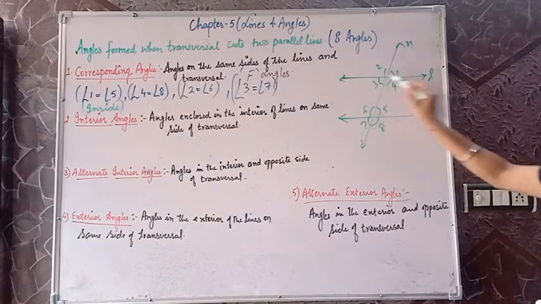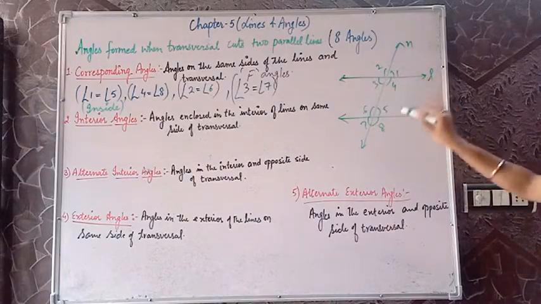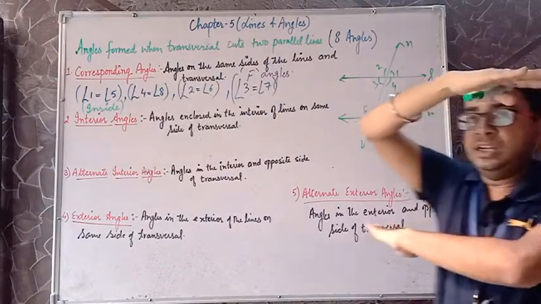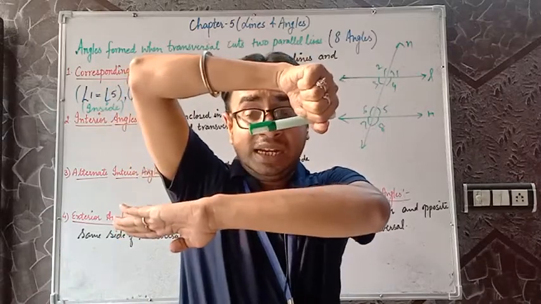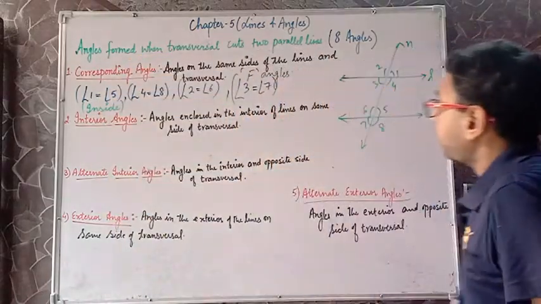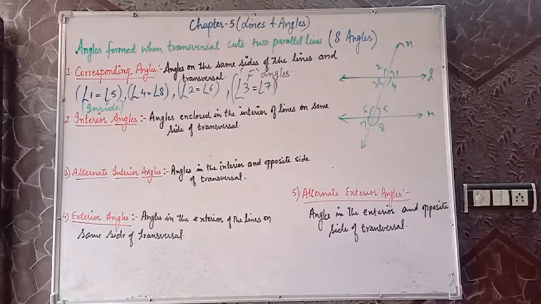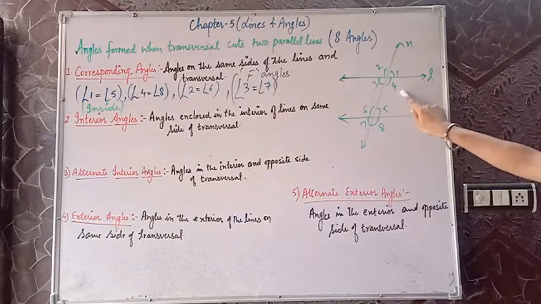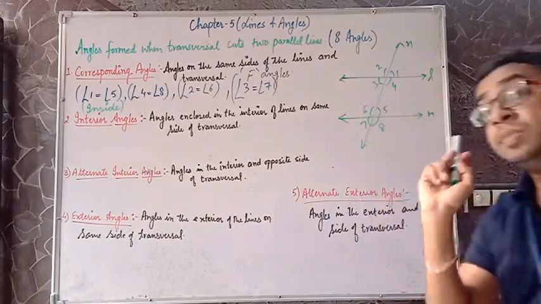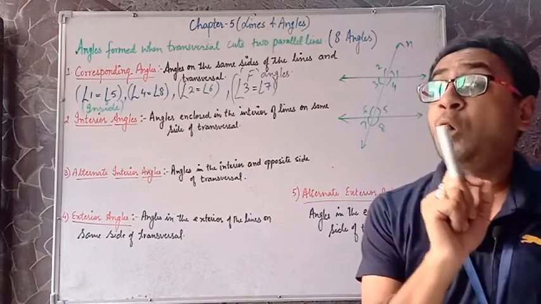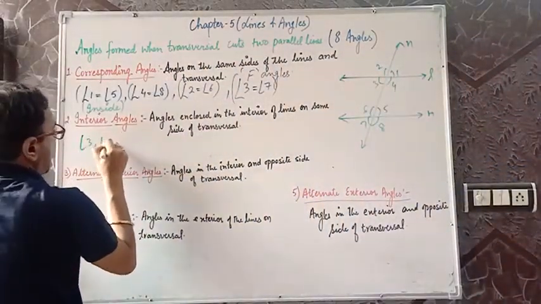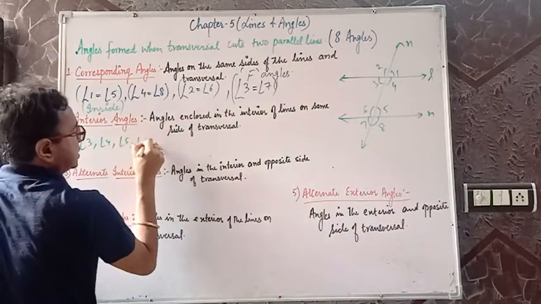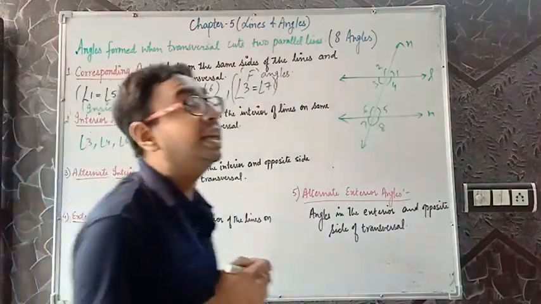Angles enclosed in the interior of the lines. For these two lines, what is the interior? This particular portion inside is the interior, right? So how many angles are there in the interior? Angle 3, angle 4, angle 5, angle 6. So we are getting 4 interior angles, and they are called interior angles.